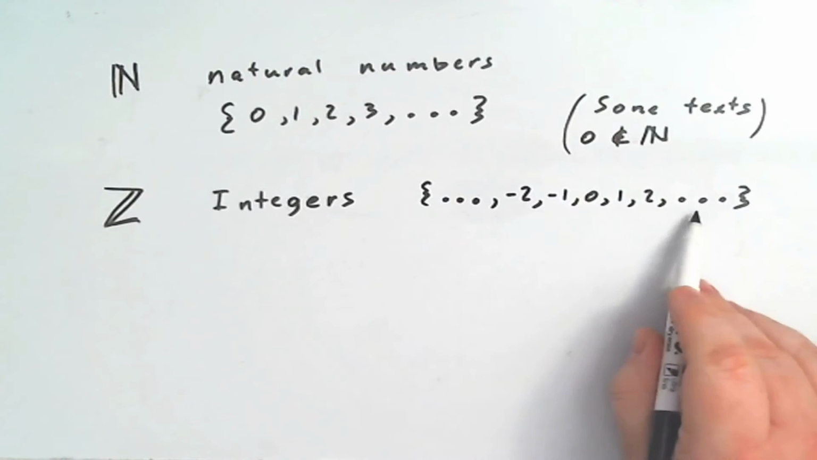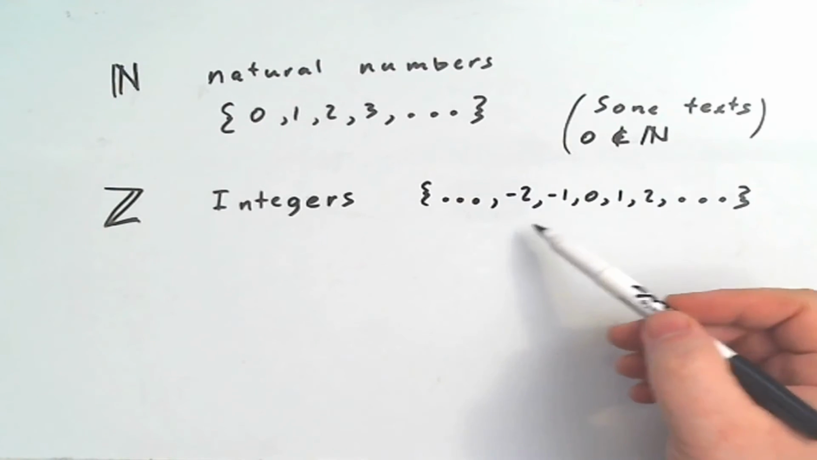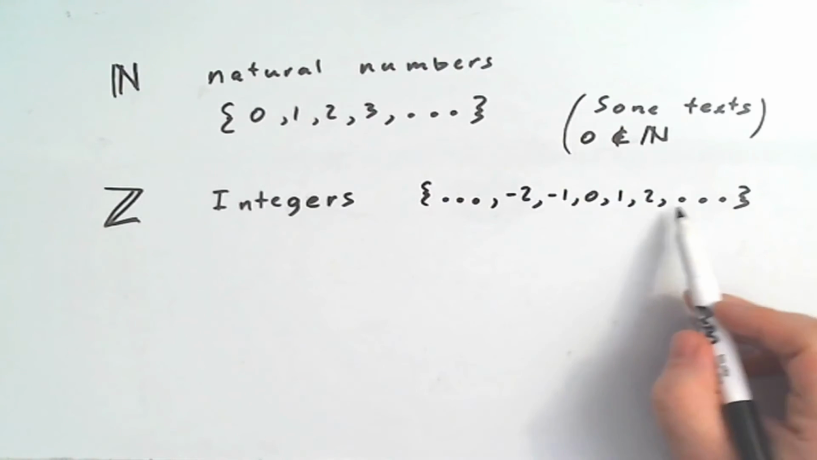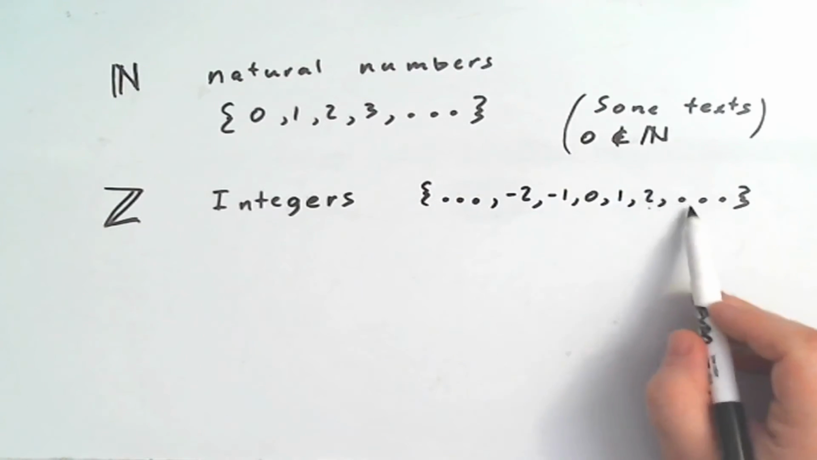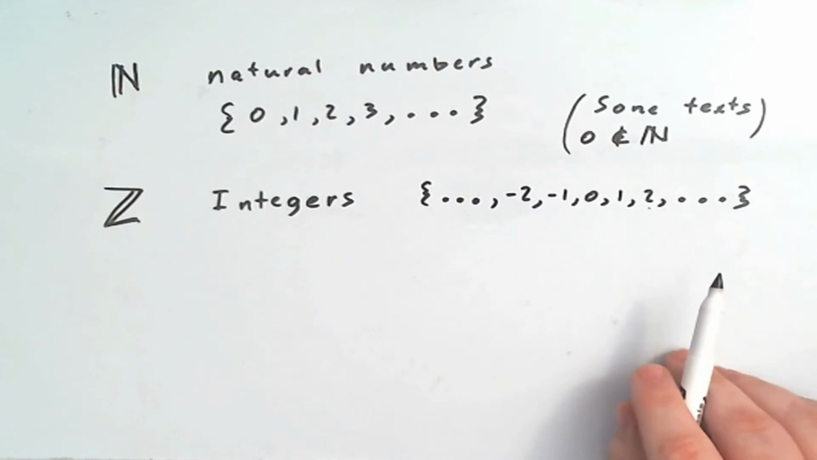So notice the usage of the ellipses on both sides to denote this continues on in this same pattern going negatively, so it implies -3, -4, -5, etc. And on this side it implies 3, 4, 5, etc.